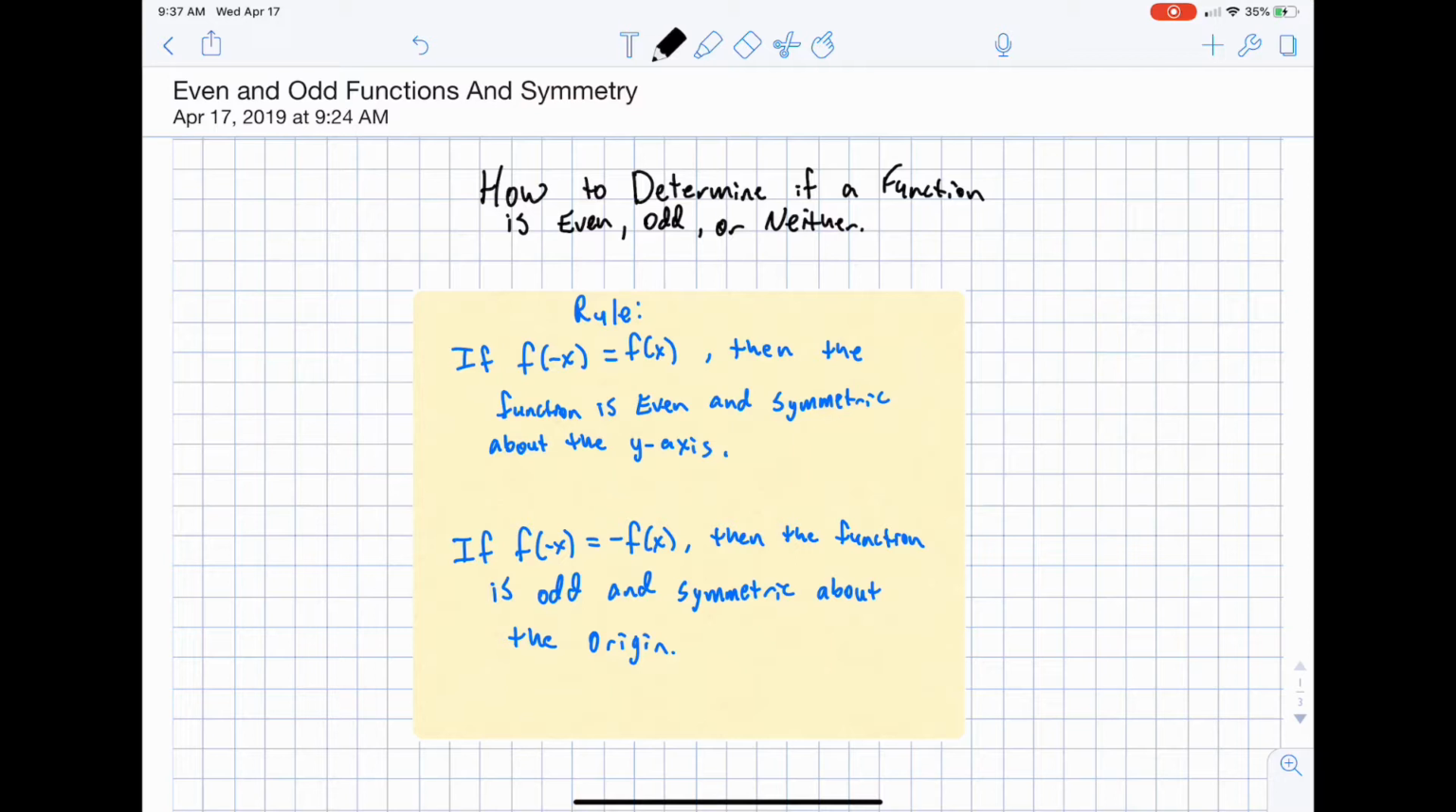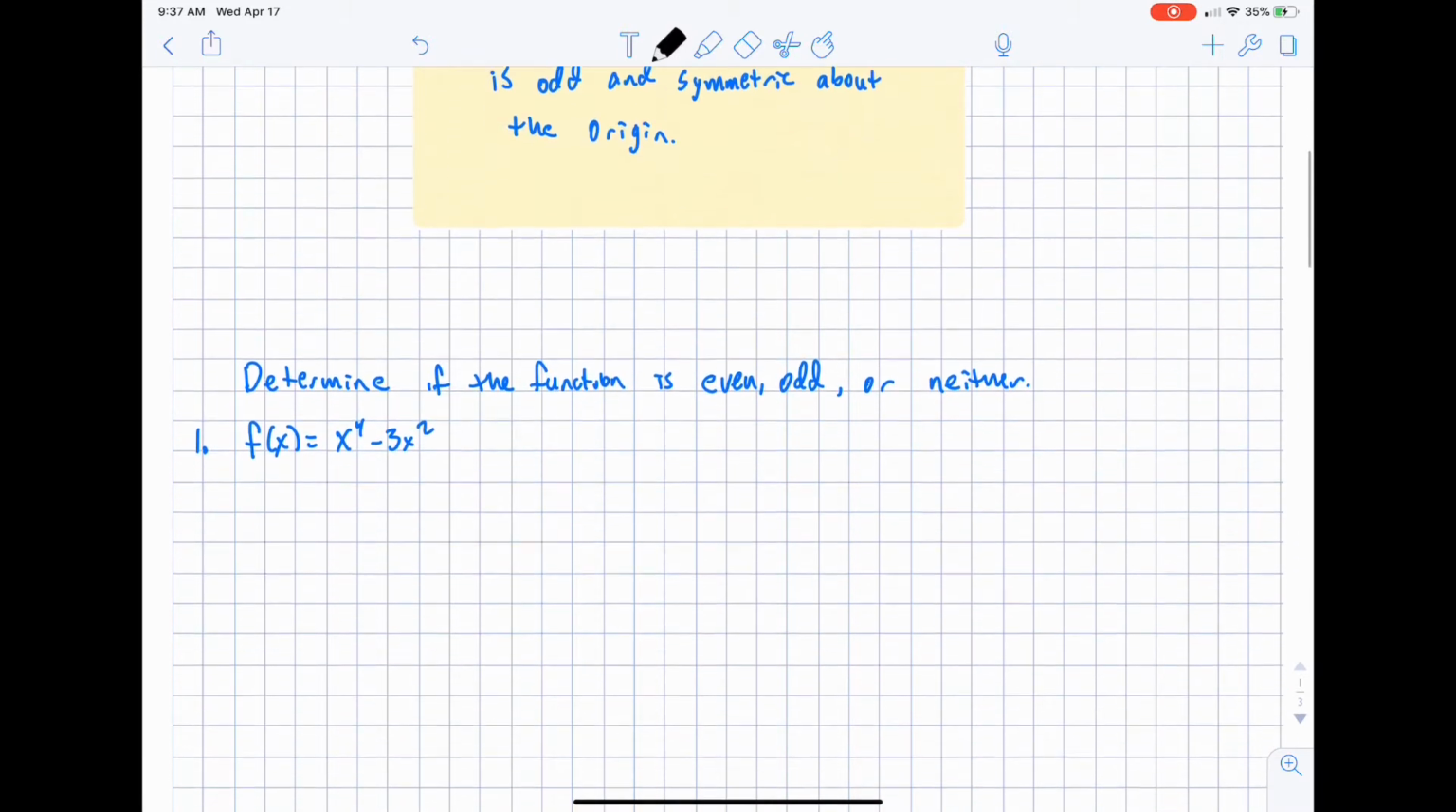Now if we take that function and we plug in negative x and find f of negative x, and the result is negative f of x, or the opposite of our original function, then the function is odd and it's symmetric about the origin. So let's look at a couple examples and see if we can make this determination.